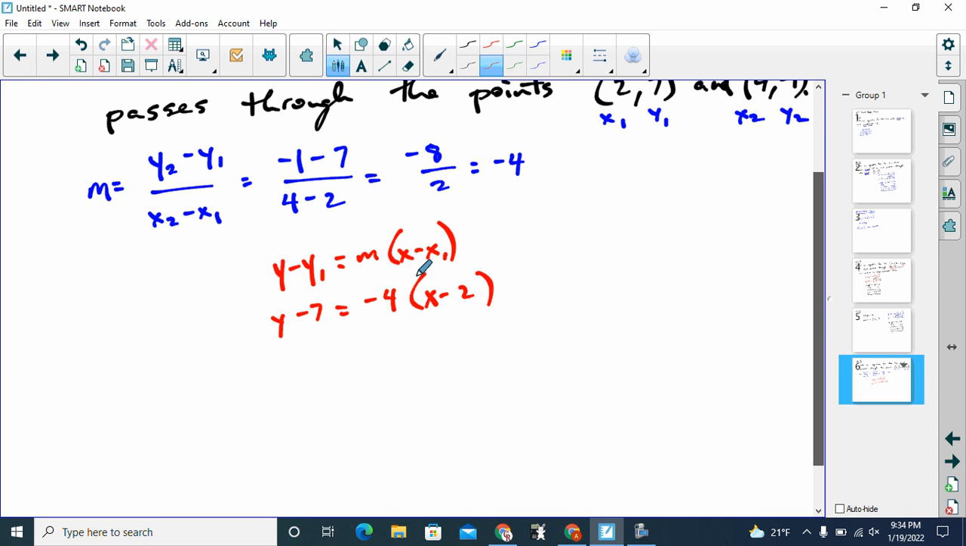And then we finish the problem. Distribute. -4 times -2. Negative times negative is +8. Add 7 to both sides.